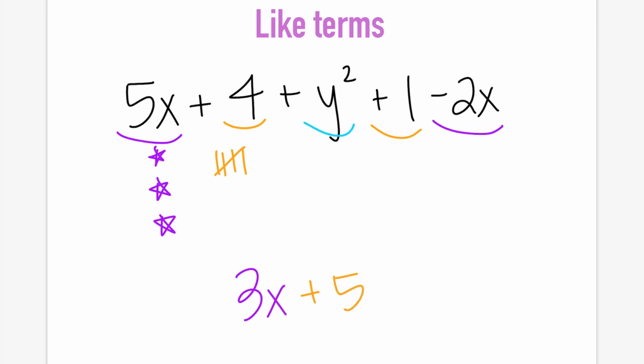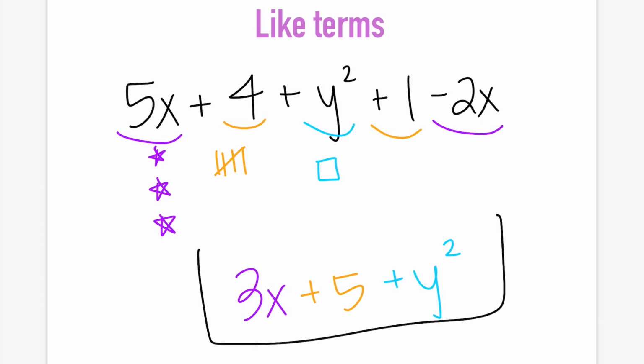This term here doesn't have a like term within this expression, but it is different from the other one, so we know that it is an unlike term. I'm going to represent this with a square. So in our final answer, when we're rewriting this, we're going to just end up with this simplified expression.